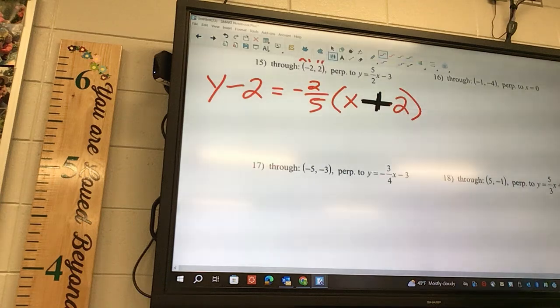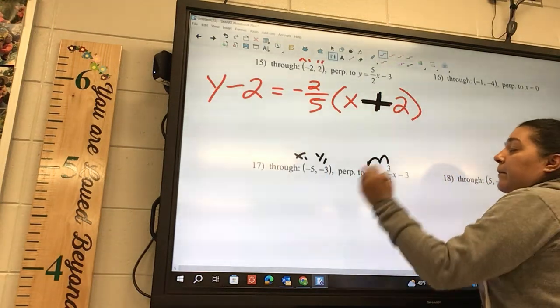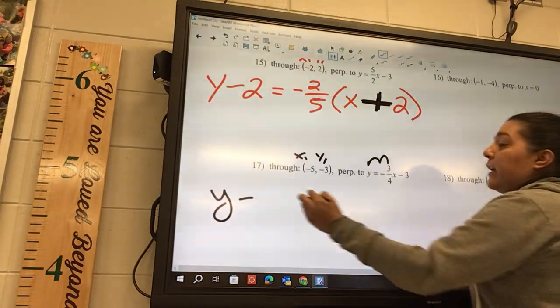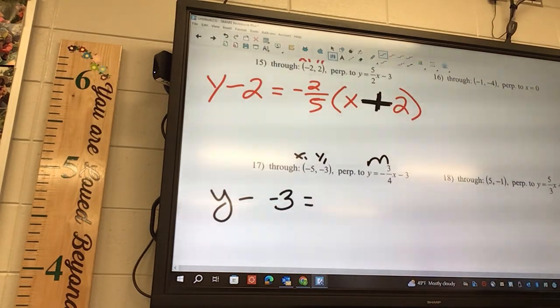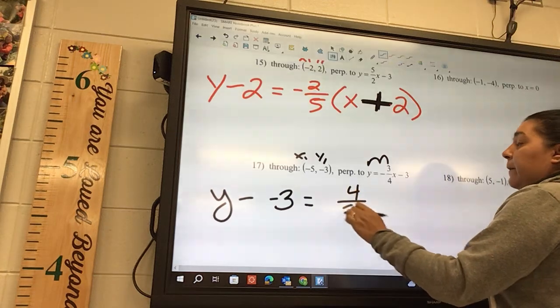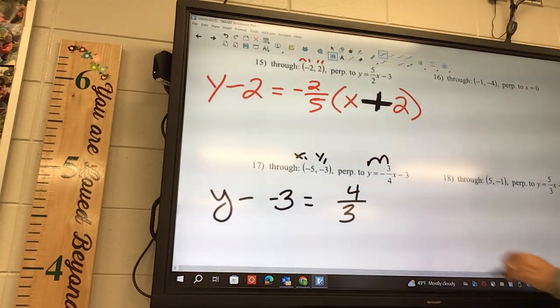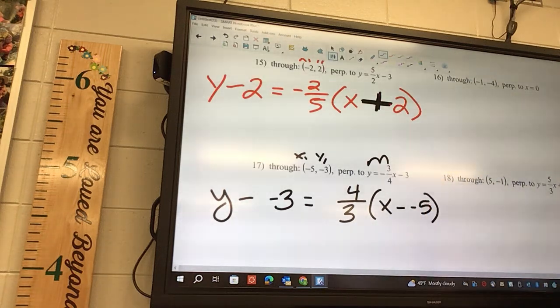Okay, 17. I got x1, y1, and my m. So I got y minus, my y1 is negative 3, equals, okay, 3/4, flipped. It's gonna be 4/3. It was a negative, so my new one should be a positive. Okay, x minus my x1 is negative 5.